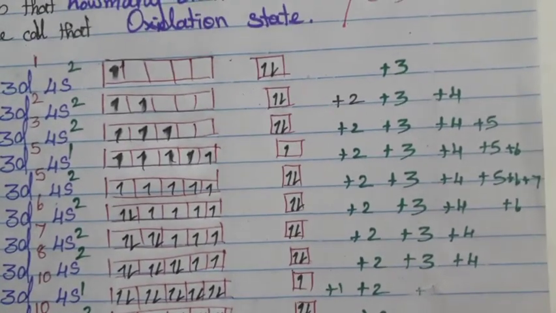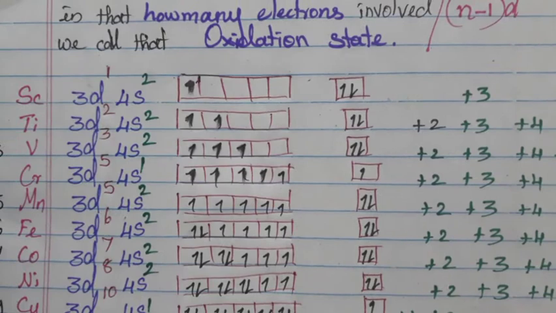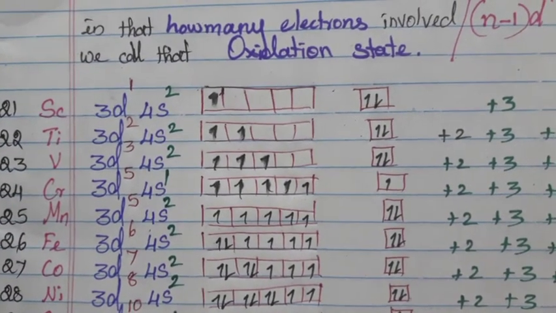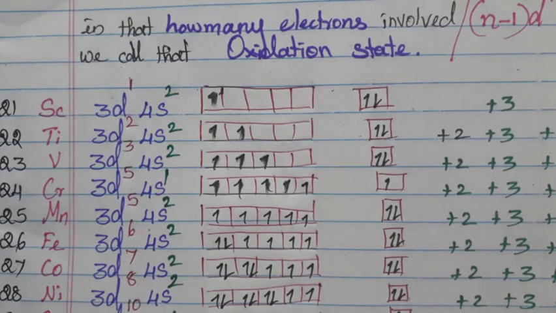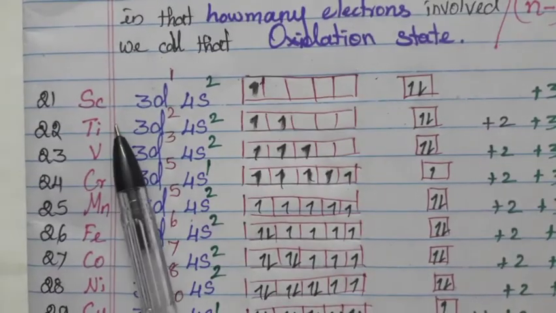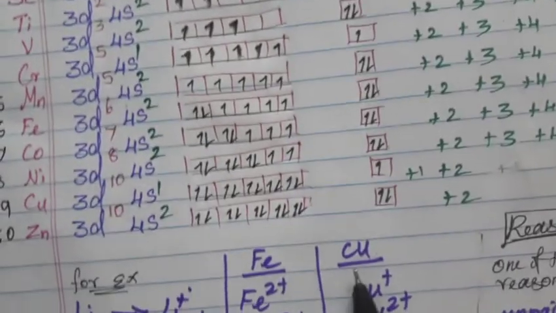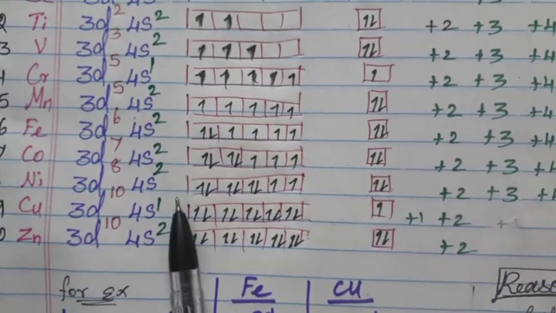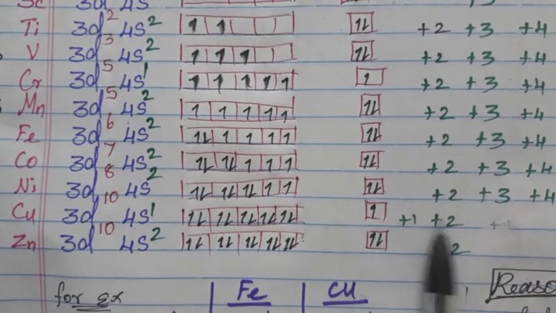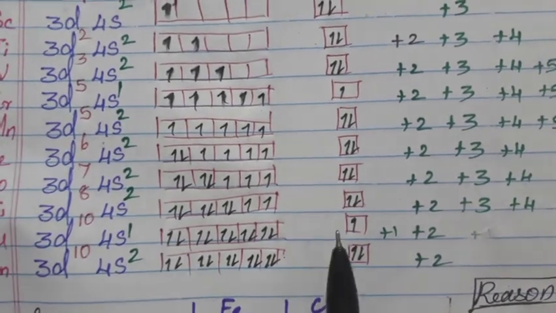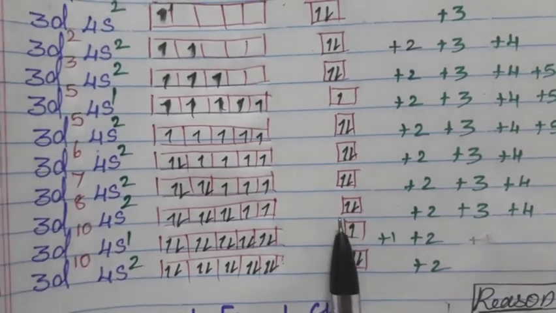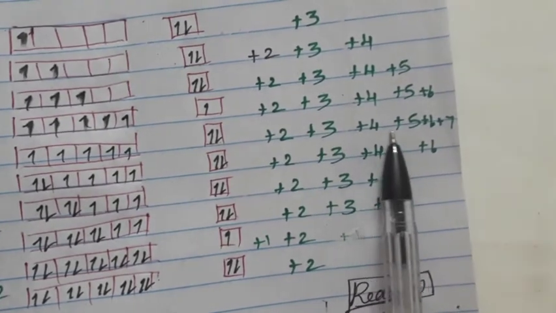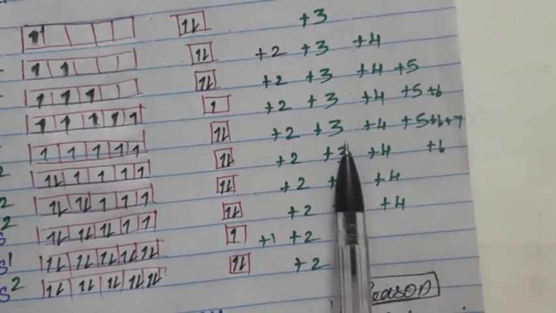Children, there can be a question: which is the element that has only one oxidation state, only +3 as an oxidation state? Which is the element? Scandium. And which has +1 oxidation state? That is copper. Copper is having +1. Suppose they ask which is having maximum oxidation state, you see, manganese. Manganese has the maximum oxidation state.